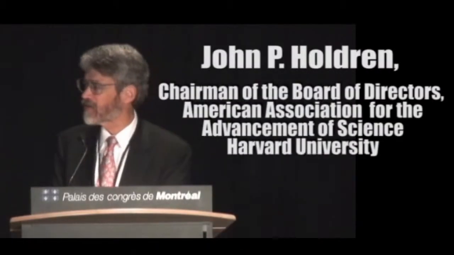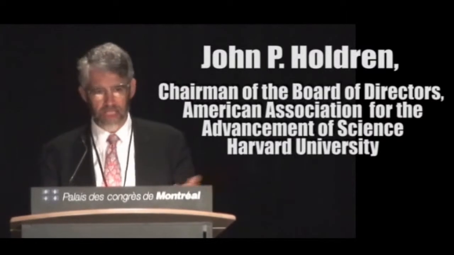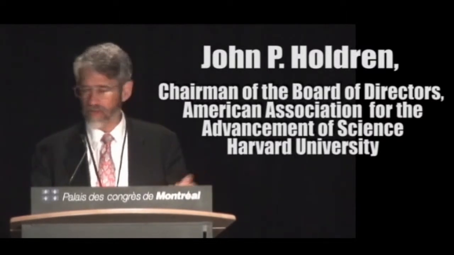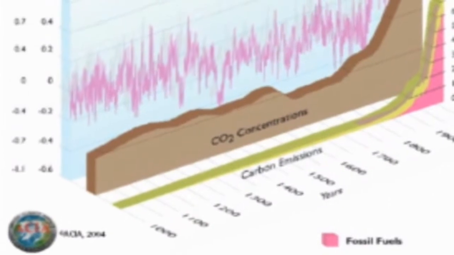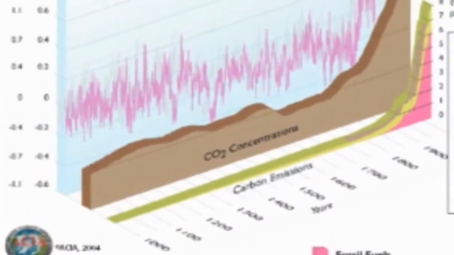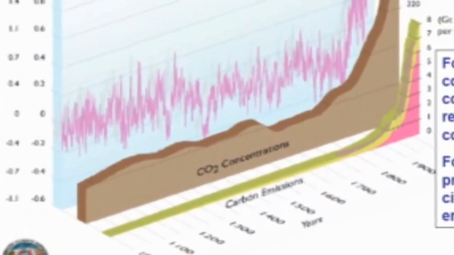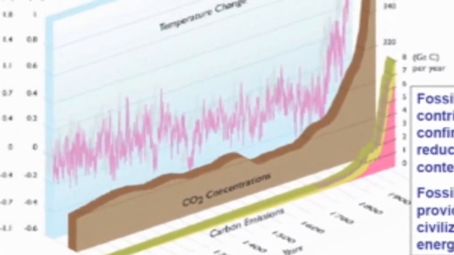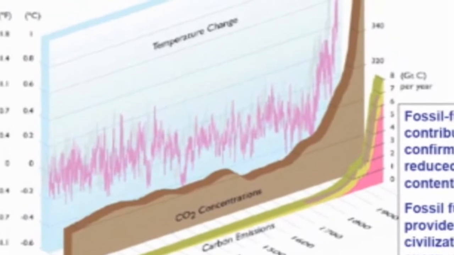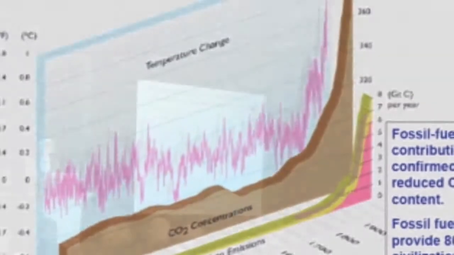The main cause of that carbon dioxide buildup over the last 250 years has been emissions from human activities, from fossil fuel burning, and from deforestation. Again, there is no question about that at all. We know what the fossil fuel contribution has been because fossil carbon contains no carbon-14, and you can see the dilution effect in the carbon-14 content in the atmosphere as the human contribution from fossil fuel burning builds up.